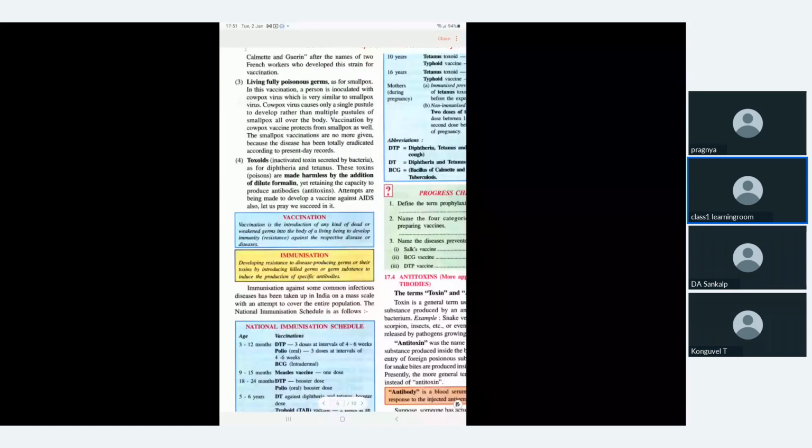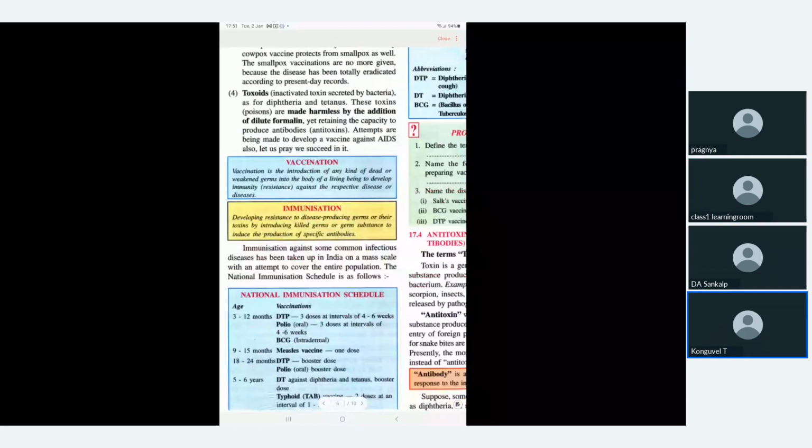And now look into the chart. Read the definition and tell me what is vaccination, what is immunization. Can someone read it, understand it, and tell me? Which one, sir? What is vaccination and what is immunization? The basic definition.